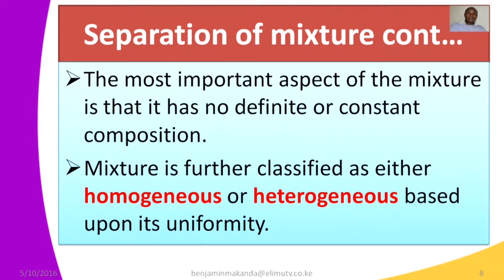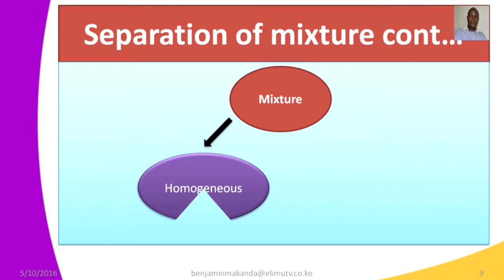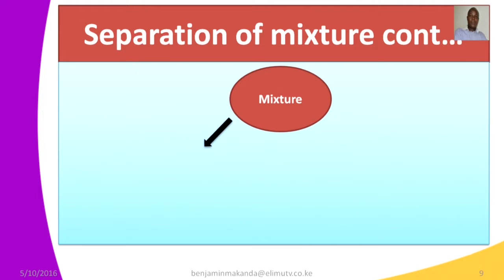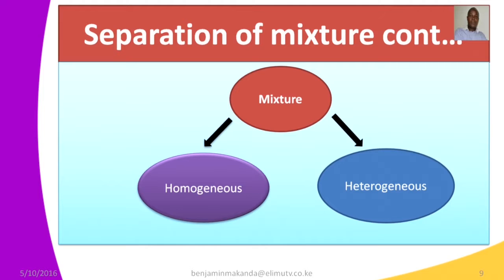Now, to further understand the classification of mixtures, we can use this flowchart here. We have mixture here. So how do we classify this mixture? The first classification is homogeneous mixture. Then on the other side, we can also have heterogeneous mixture. So these are the two classifications of mixtures: homogeneous mixtures and heterogeneous mixtures.